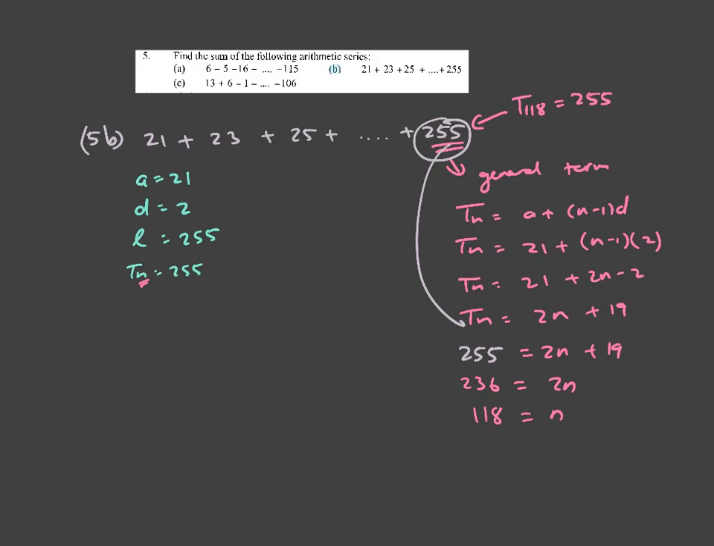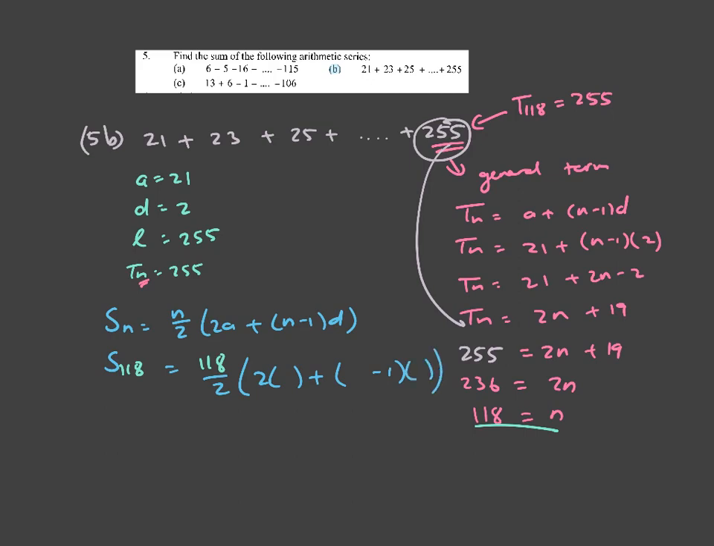Okay, so now we can use either formula. It doesn't matter which one. Sn is equal to n over 2, (2a plus (n minus 1)d). So the sum of how many terms? The sum of 118 terms, in other words, is going to be equal to 118 divided by 2, times (2a plus (n minus 1) times the difference). And what is n equal to? a, first of all, is equal to 21. n is equal to 118. And the difference is equal to 2.